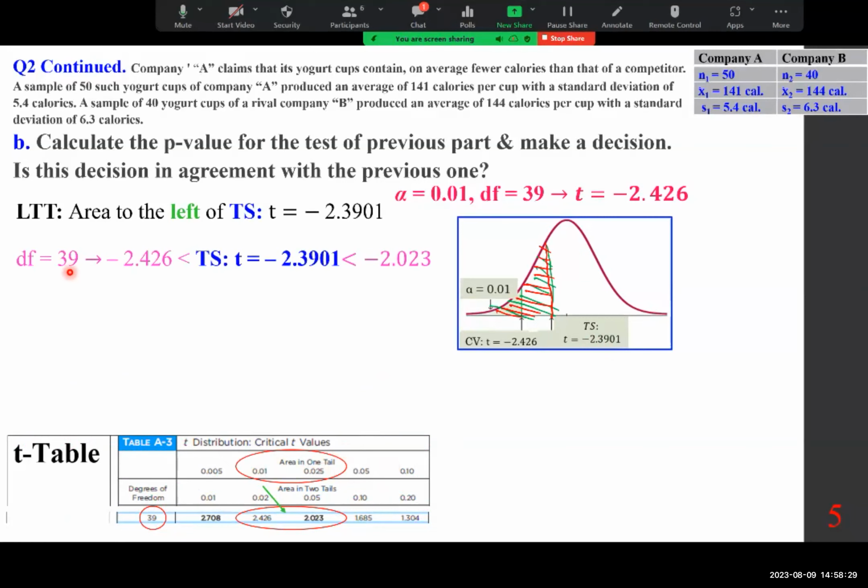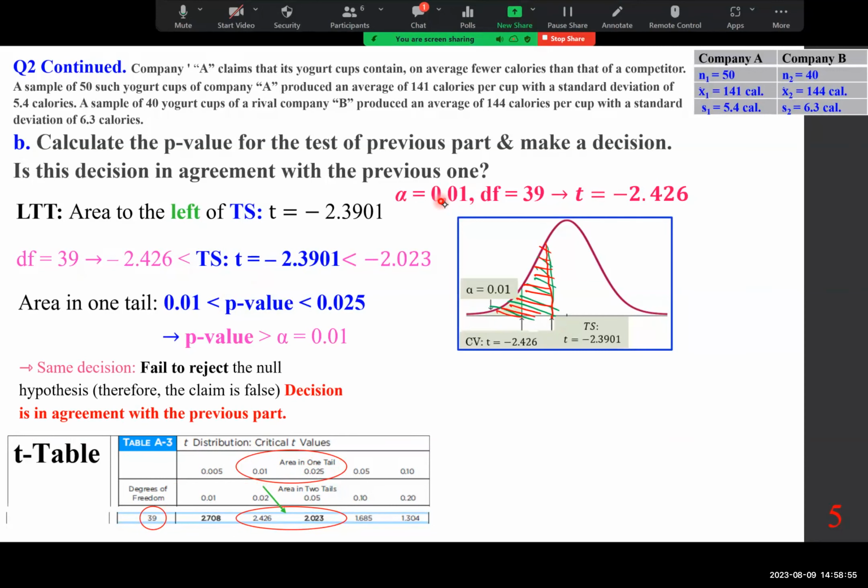So degrees of freedom is 39. Again, I'm showing you how to do it with the table. Test statistic of negative 2.3901 is between these two numbers, and so the area is between these two numbers. That means the p-value is between these two numbers, which is clearly larger than alpha of 0.01. And we get to the same decision: fail to reject the null hypothesis. Therefore, the claim is false. The decision is in agreement with the previous part, if we were to do it this way.